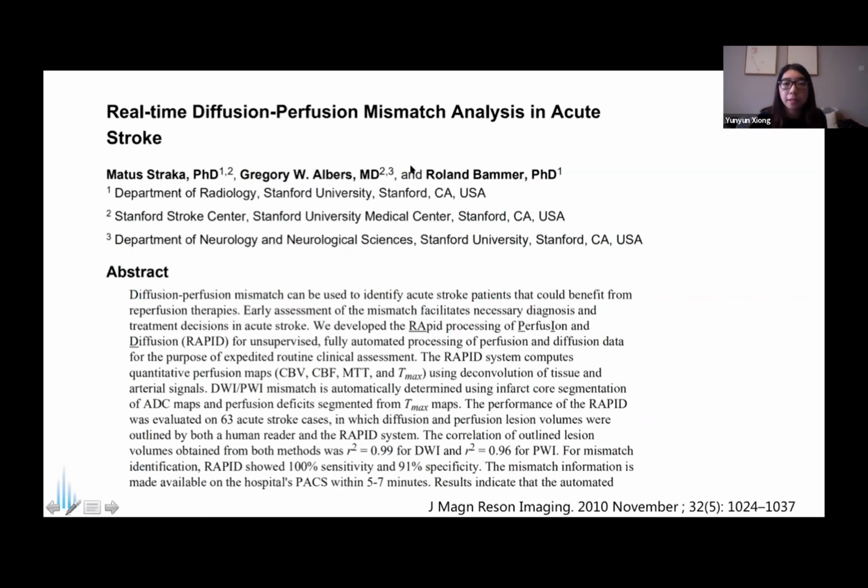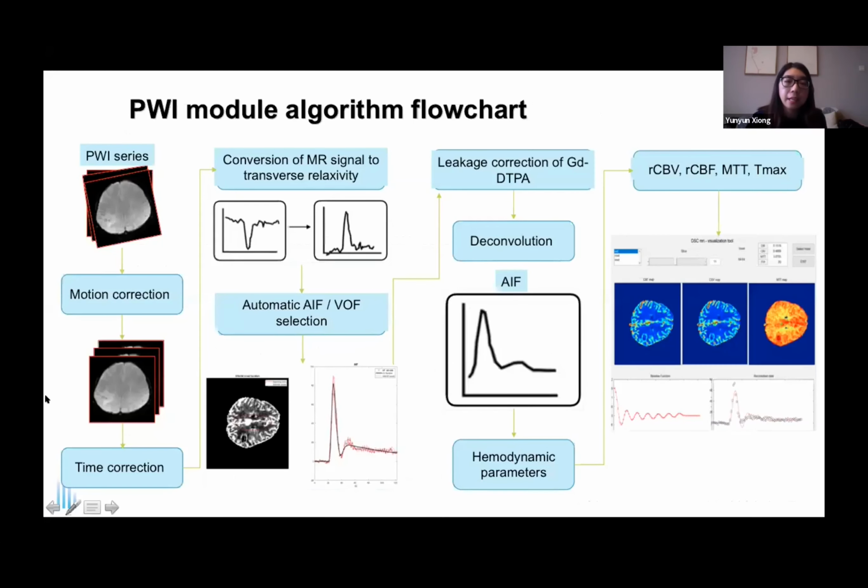And we use the same method from a paper which was published in 2010. This is also the method for RAPID perfusion-weighted imaging. They use the deconvolution of the tissue and the arterial signals. So this is the paper, and if you are interested, you can refer to the full text. And we have the algorithm flowchart.